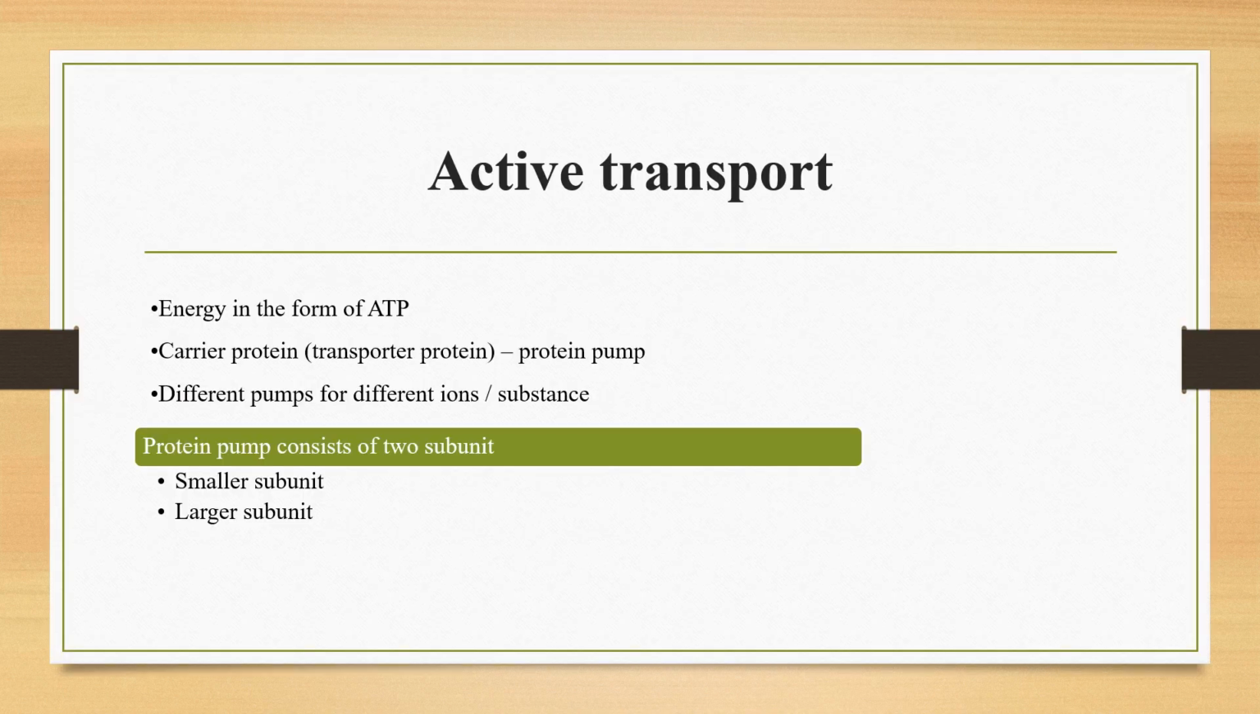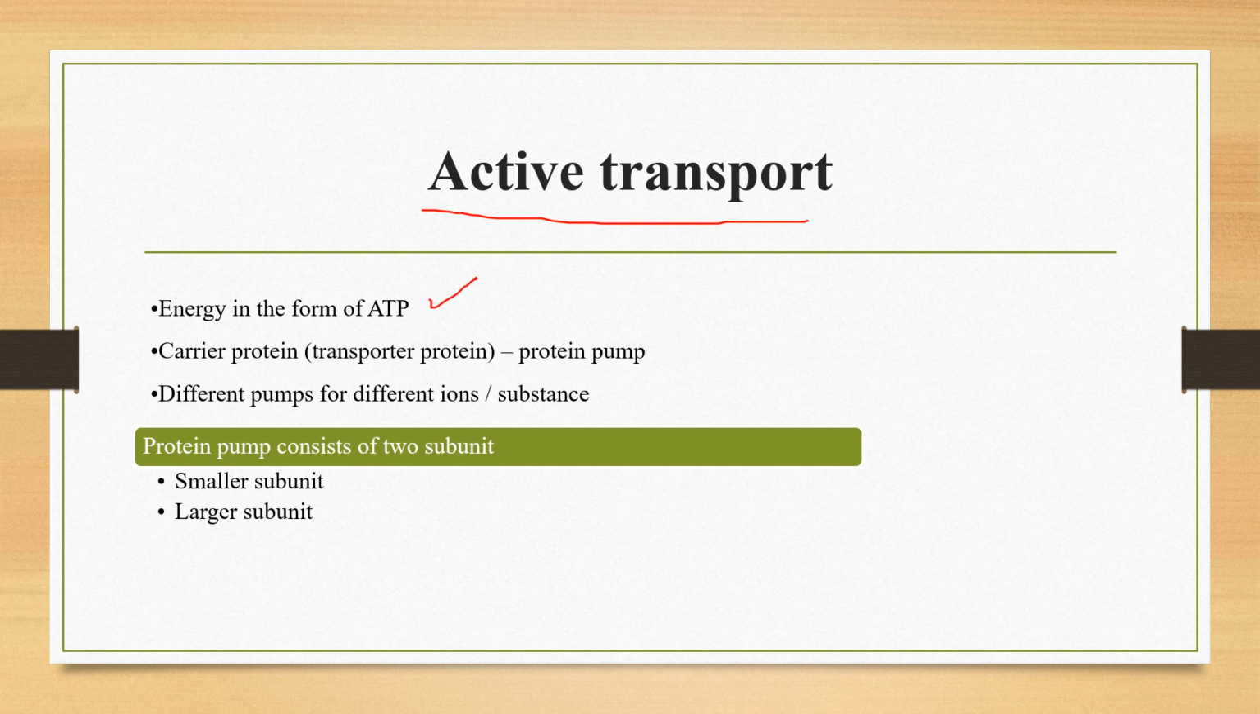So, firstly, what is active transport? As you know, we already discussed in the last lecture what active transport is. Active transport is the transfer of molecules from an area of low concentration to an area of high concentration through a semi-permeable membrane. For the process of active transport, energy in the form of ATP is very important.